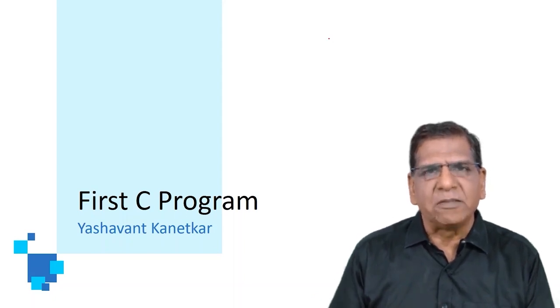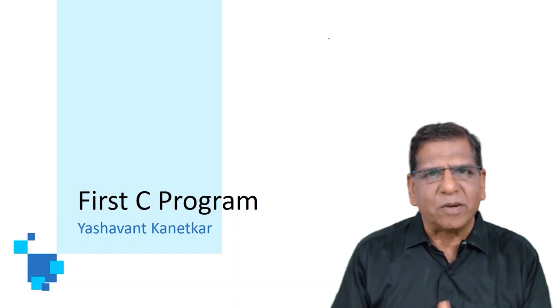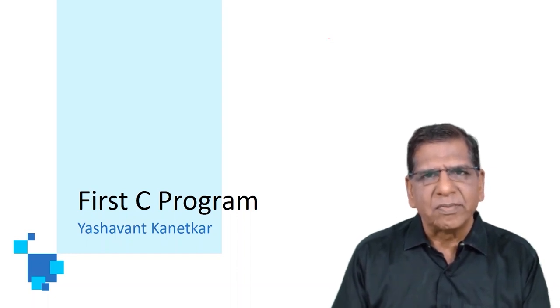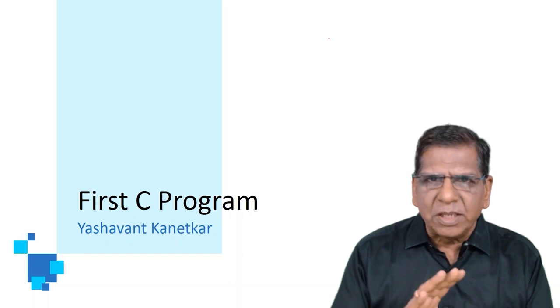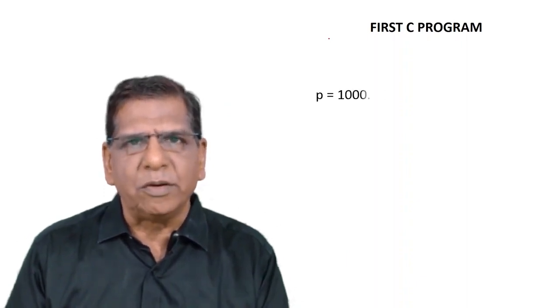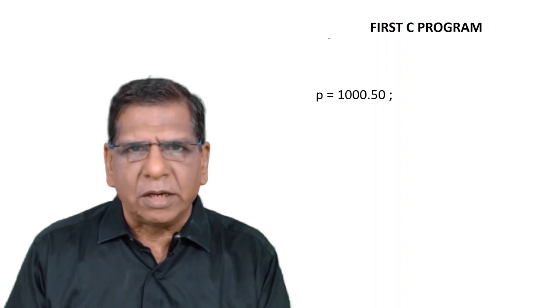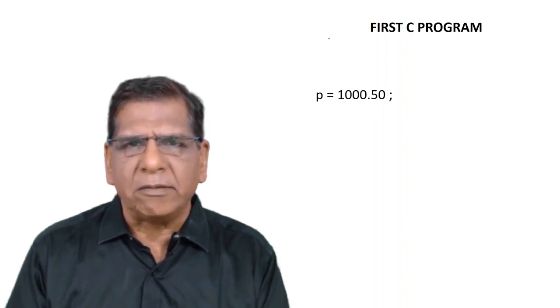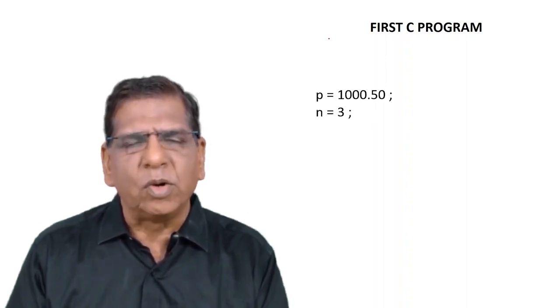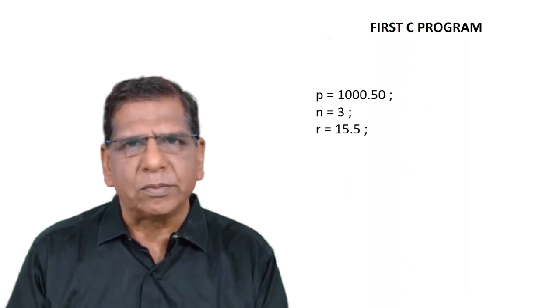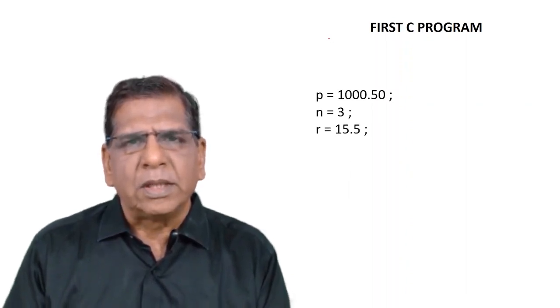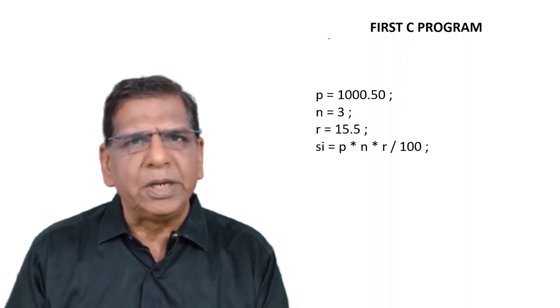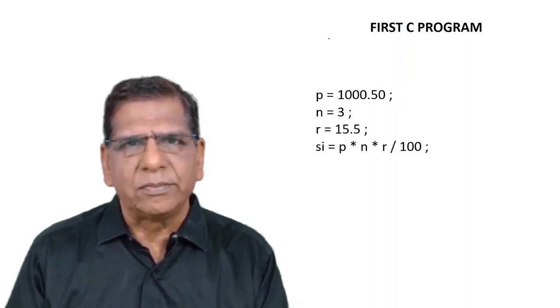and today let's begin with the very first C program of this course. We will keep things very simple to begin with. I will start off with a statement saying P equal to 1000.5. Then one more variable N having a value 3 and R holding a value 15.5. Then I would say simple interest equal to P into N into R slash 100. We are using the standard simple interest formula.